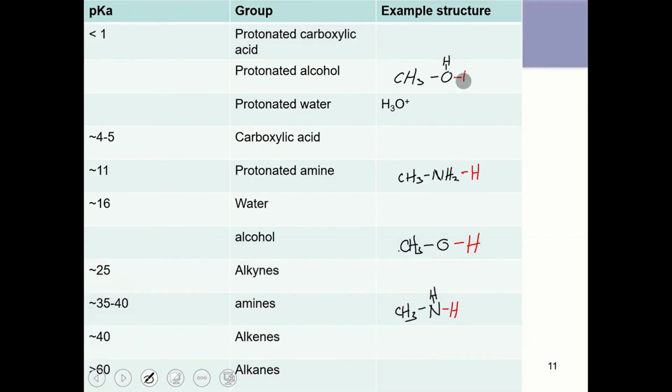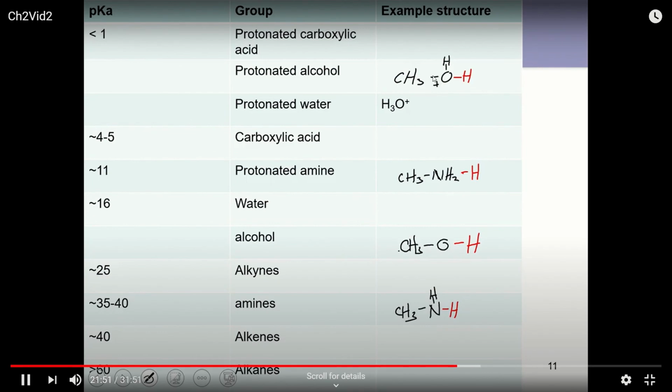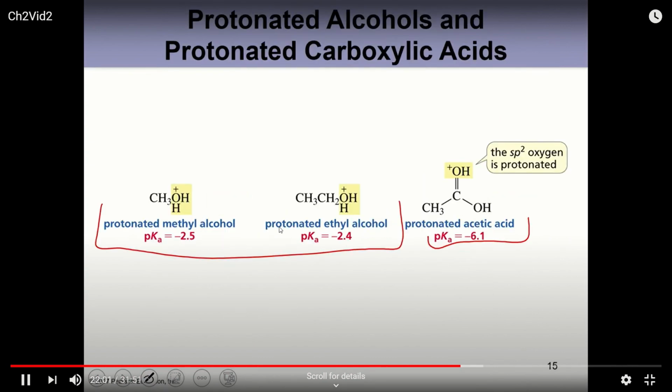So we've drawn it in your chart so you know what that looks like. And we don't forget the positive charge. Well, not on this one. We did on the nitrogen one. Okay, so protonated acetic acid, the hydrogen is connected to the carboxylic acid oxygen that is double bonded. This has a much lower pKa of -6.